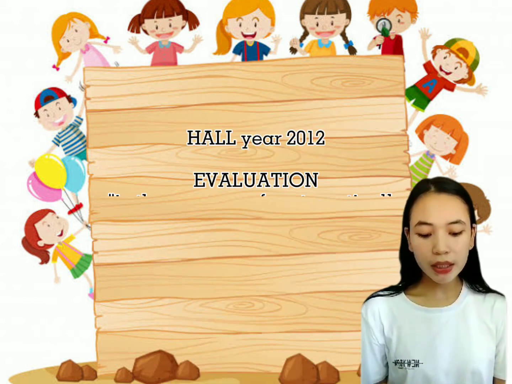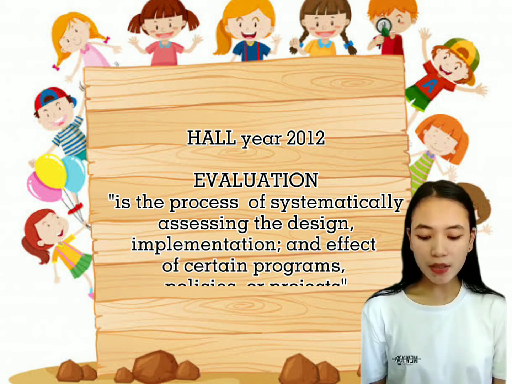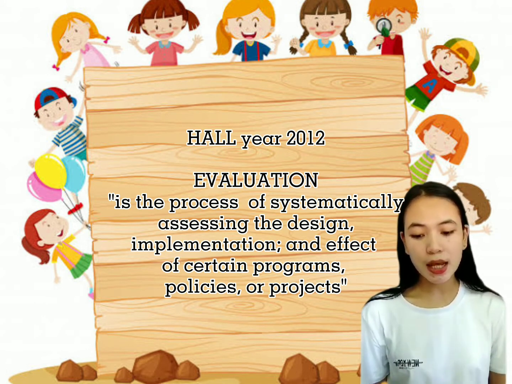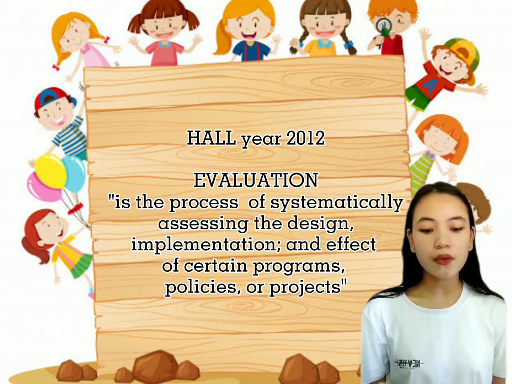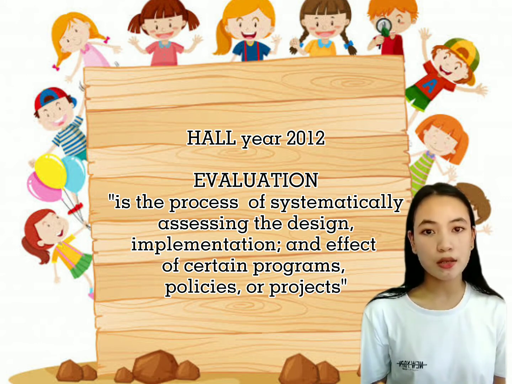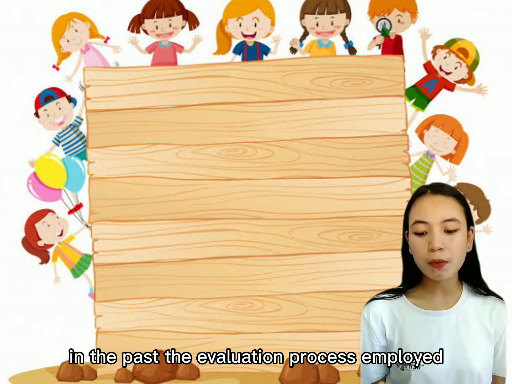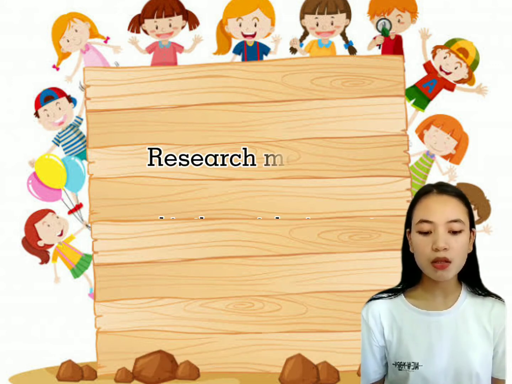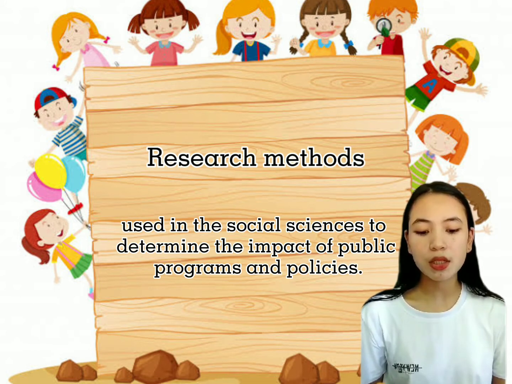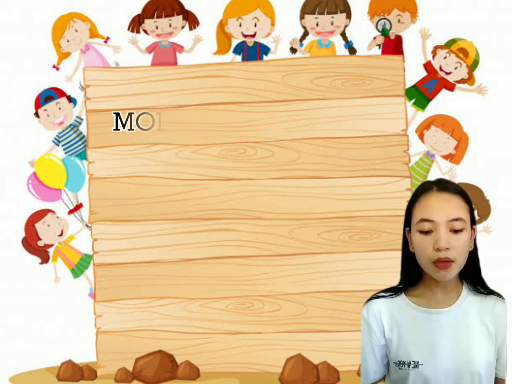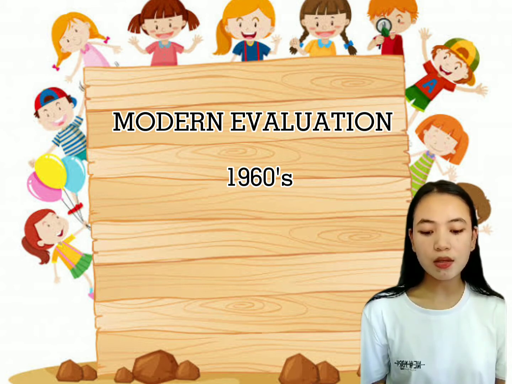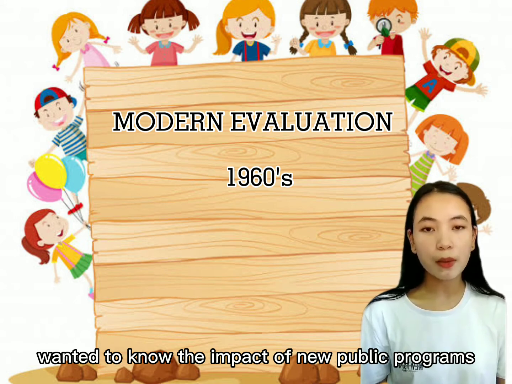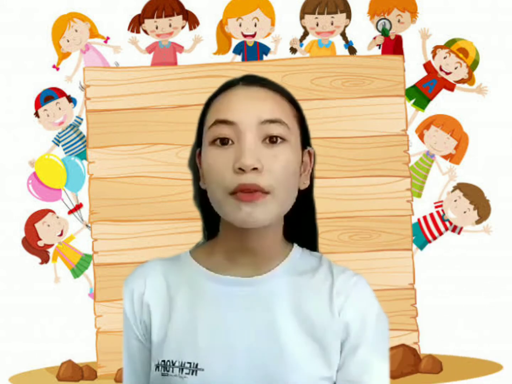Evaluation, according to Hall, 2012, is the process of systematically assessing the design, implementation, and effect of certain programs, projects, or policies. In the past, the evaluation process employed research methods used in the social sciences to determine the impact of public programs and policies. Modern evaluation has its roots in the 1960s when government policymakers wanted to know the impact of new public programs. So, evaluation is according to a fixed plan.